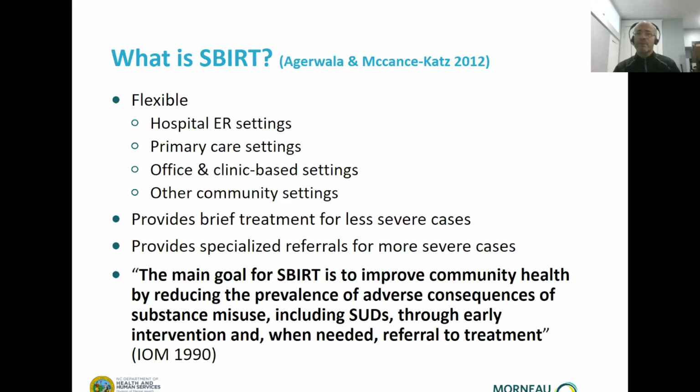Something that was systematic, that could provide brief treatment for less severe cases, and then also provide specialized referral for more severe cases, right? So the main goal for SBIRT was to be able to administer this larger, stronger fish net, if you will, to improve communities by reducing the prevalence of adverse consequences of substance misuse, including substance use disorders, through early intervention and, when needed, referral to treatment, okay?